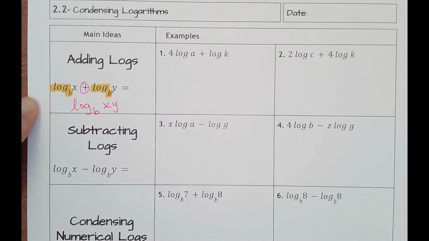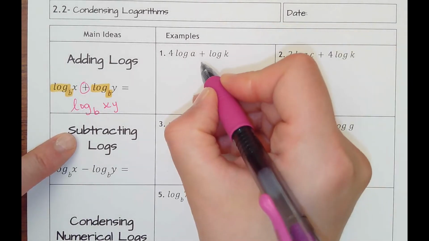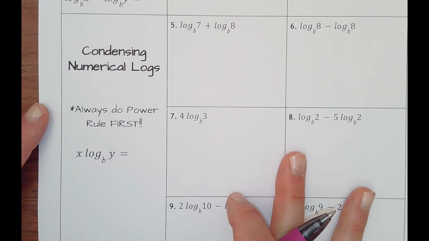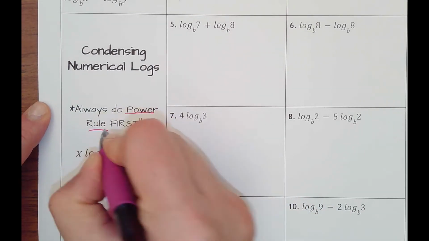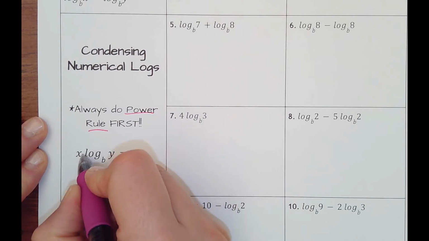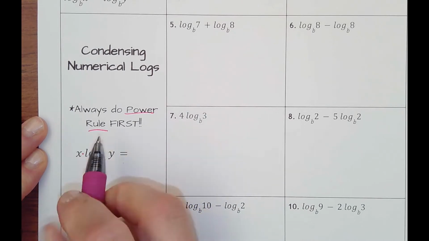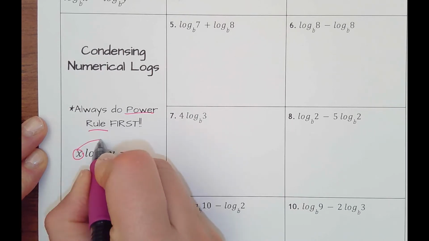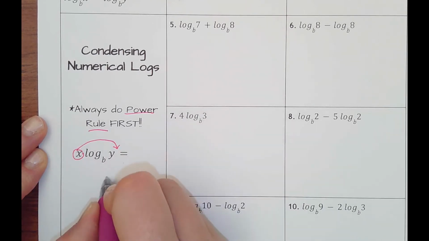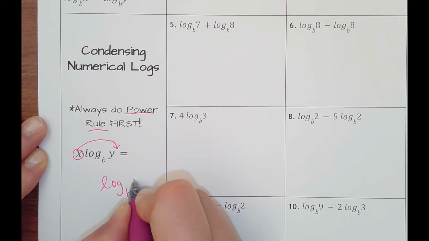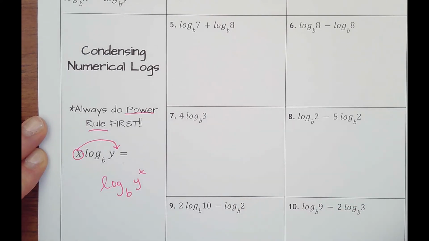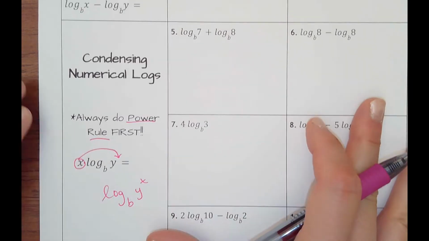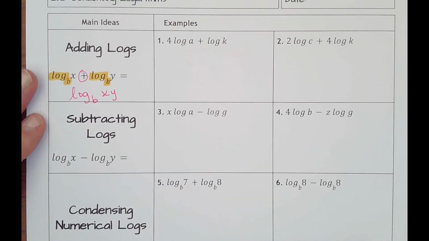Okay, so let's try two of these. First, on number one, I'm going to actually jump all the way down here. There's what's known as the power rule. The power rule says that if we have a number in front of a log, getting multiplied to a log, this becomes the power of y. So it'd really be log base b of y to the x power, and vice versa. We'll expand on that in the next lesson. So we're going to need to know that on number one.